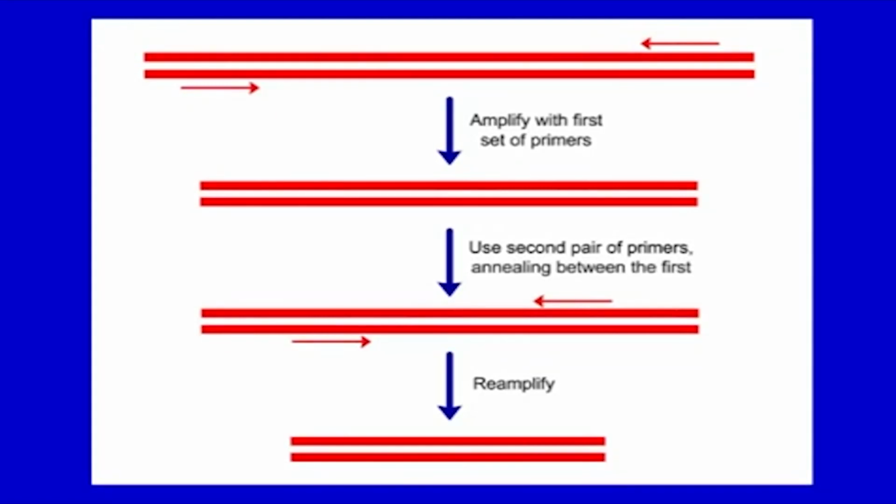So, here it is shown in this figure, you have a DNA template and you will amplify with the first set of primers here and amplification will occur. Now, what is done? The second pair of primers anneal within the product of the first PCR, and then it is re-amplified. Because the sites are within the first product, it will be very specific.